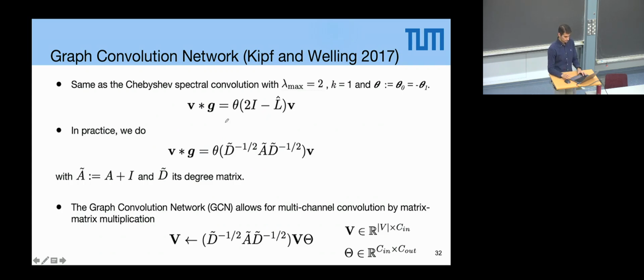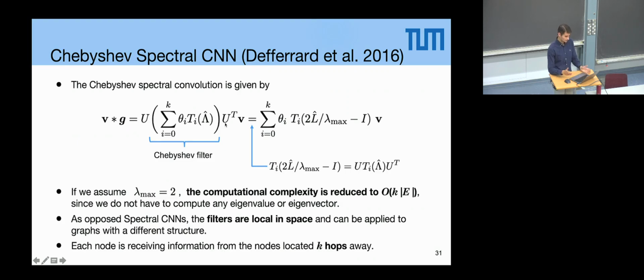Now, the number of weights that we have here, after we consider the different number of input and output channels, will be the number of input channels times the number of output channels, multiplied with the number of weights that we have in the layer. So that's equal to k, the order of the expansion.